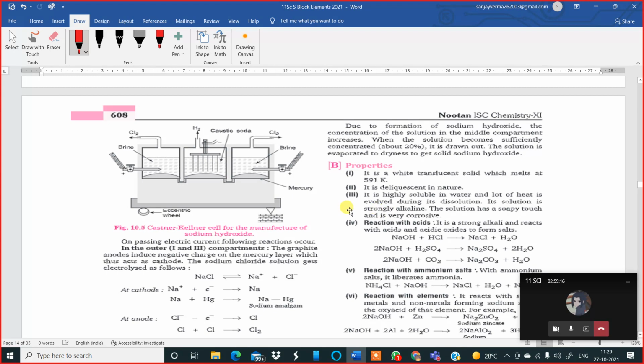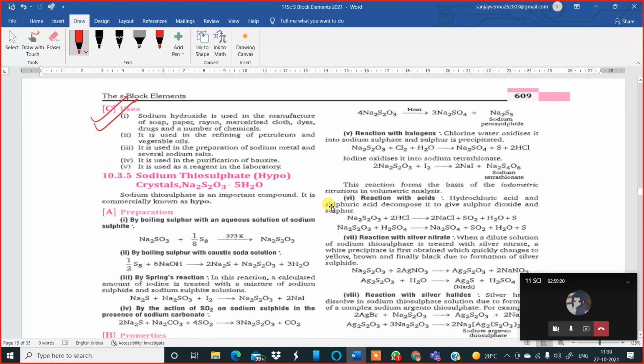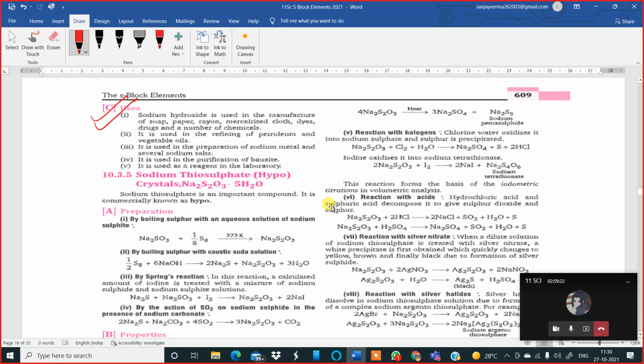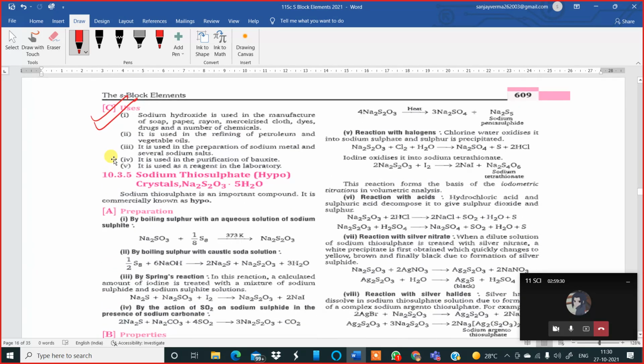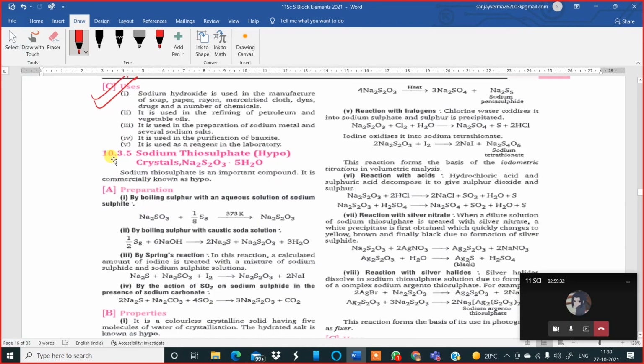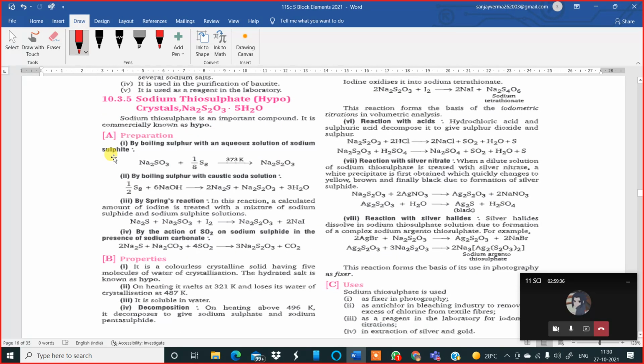Moving further in this chapter to the next compound, that is called sodium thiosulfate. That is article 10.3.5. It is on page number 609. Now, sodium thiosulfate preparation from sodium sulfite. Only this one is required. Others are not required. Okay.